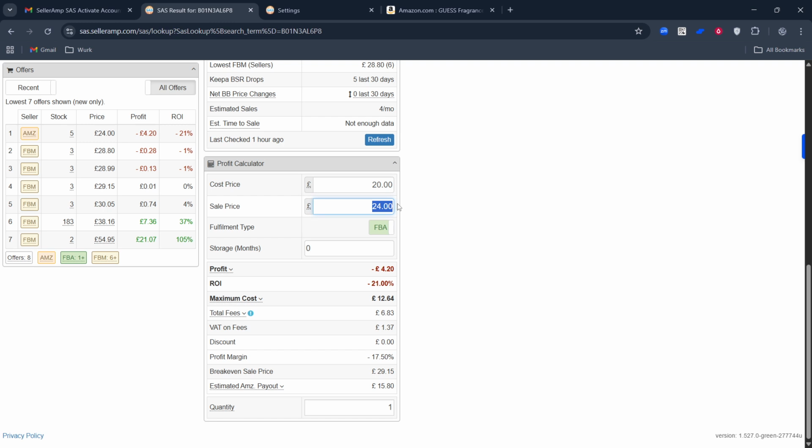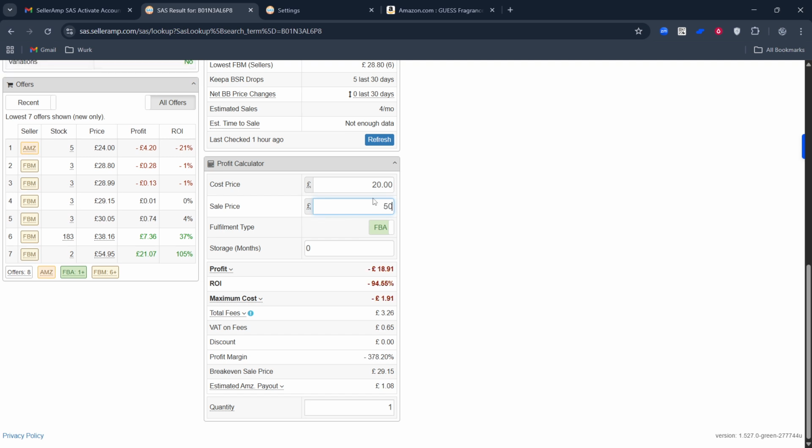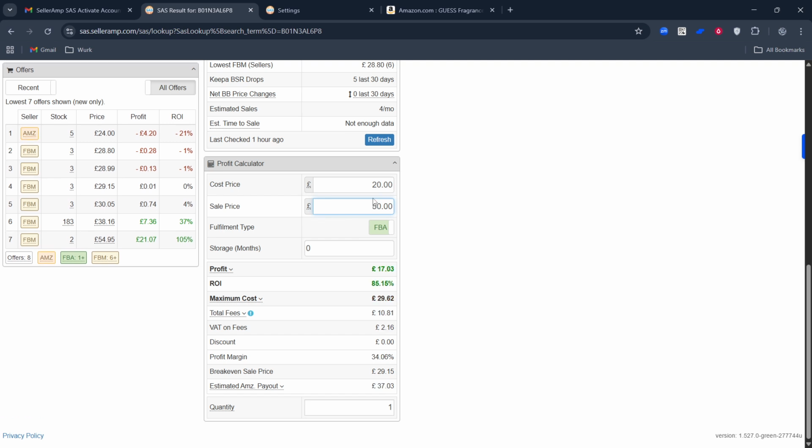Next, set your selling price. You can use the current buy box price if you plan to compete there, or enter the price you realistically expect to sell at. As soon as you update the selling price, the ROI numbers will refresh automatically. Make sure the price you choose matches the condition you'll sell in and the fulfillment method you'll use.